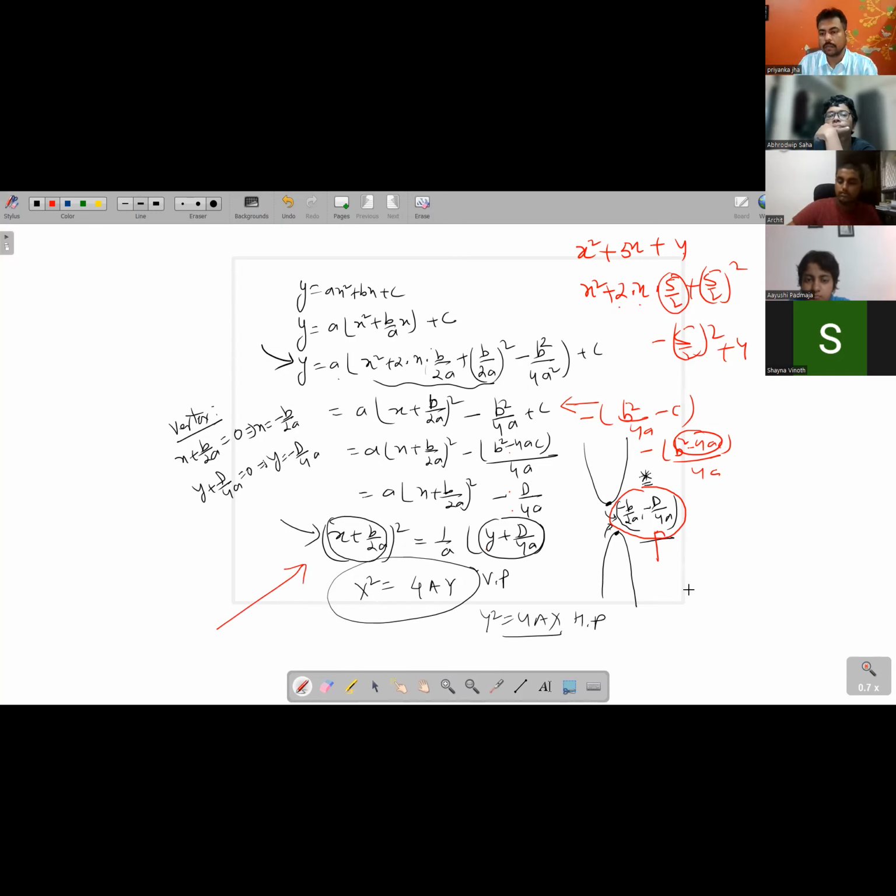You can ignore this part, but you have to focus on this thing. So this is the formula of the vertex that you need to remember: minus b by 2a, comma minus d by 4a.